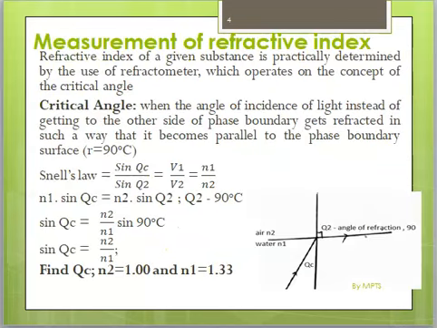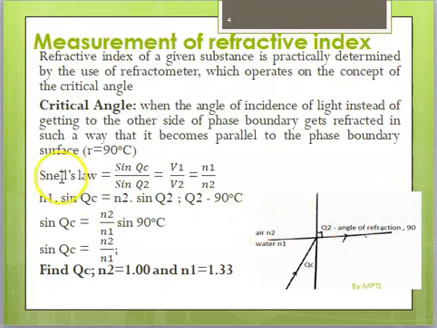Of course, refractive index measurement is based on the concept of critical angle. Of course, what is a critical angle? The critical angle is the angle of incidence of light at which, instead of getting refracted on the other side of the boundary, the light travels parallel to the boundary, which means that the angle of refraction becomes 90 degrees.